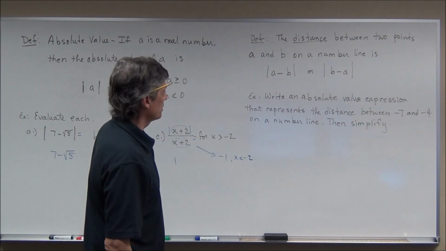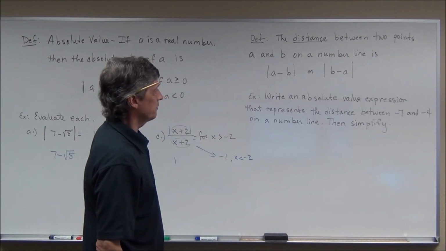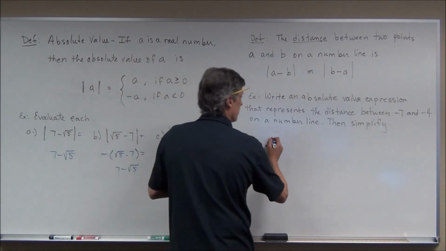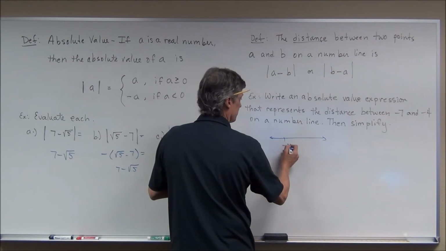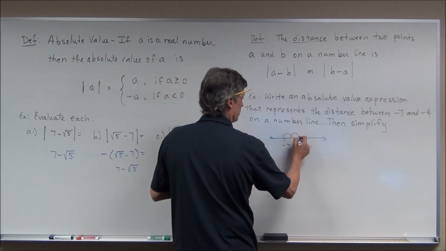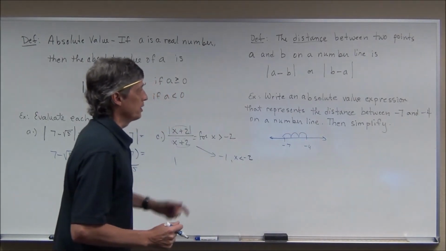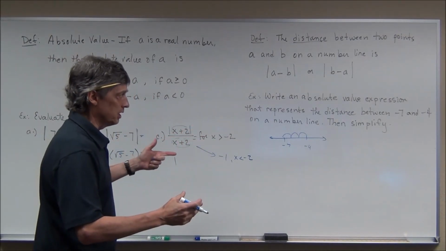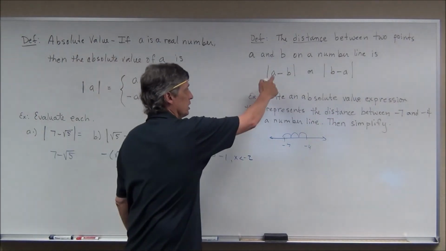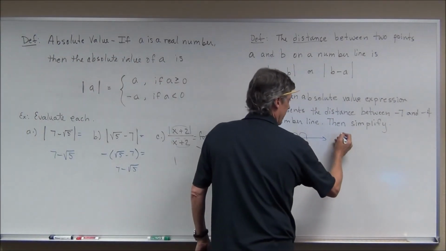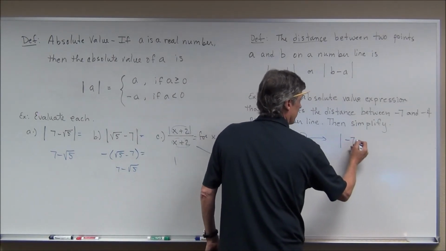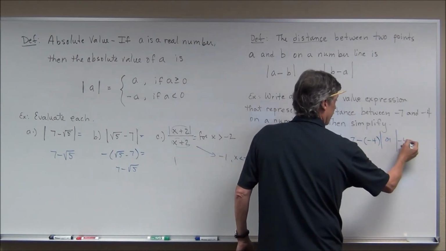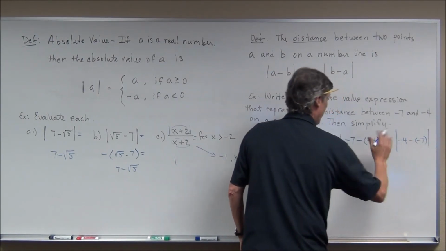Write an absolute value expression that represents the distance between negative 7 and negative 4 on the number line, then simplify. Now, when you were first given this problem, back in pre-algebra, you would put negative 7 here, you'd put negative 4 here, and you'd say 1, 2, 3. My answer is 3. But you don't have to do that, especially if you had numbers that were very big or fractions and decimals where it's not so convenient. We can use this approach right here. I can take the absolute value of negative 7 minus negative 4, or I can take the absolute value of negative 4 minus negative 7. Either way, I'm going to get the same answer.